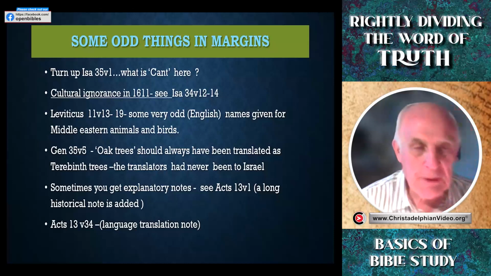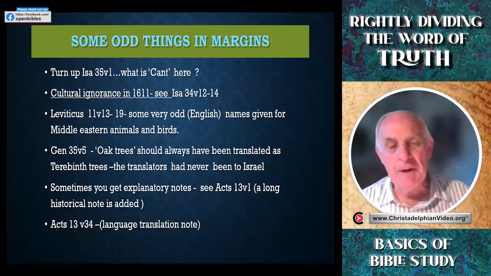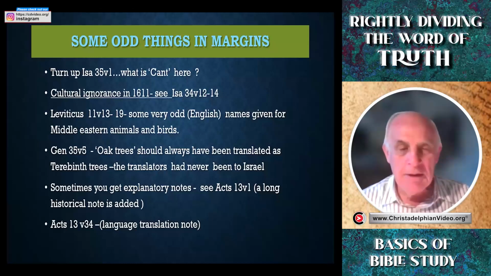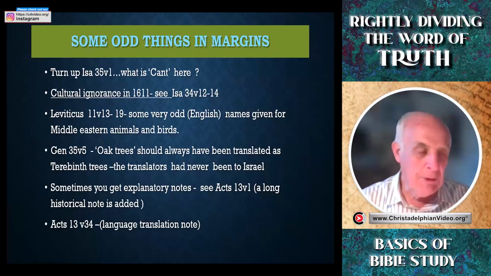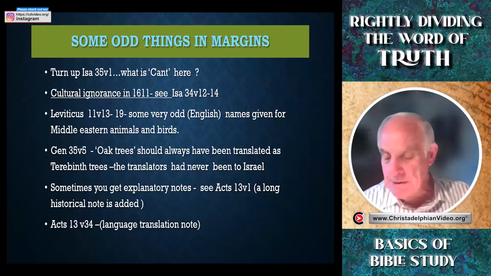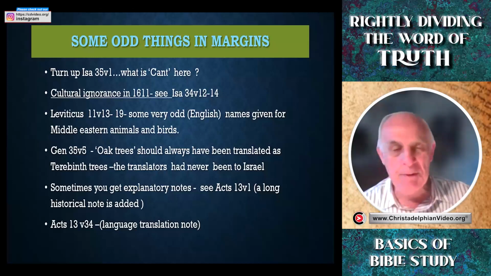You find the same. We won't go to Leviticus 11, but you can go there in your own time. And as we've always said, as we go through these recordings, if you want to check something out, please stop the recording, go off and check it for yourself. When you go to Leviticus 11 and you have the list of unclean beasts and birds, you get a lot of very odd English names applied to Middle Eastern animals and birds. And it's just one of the sad facts about the timing of the King James Version.